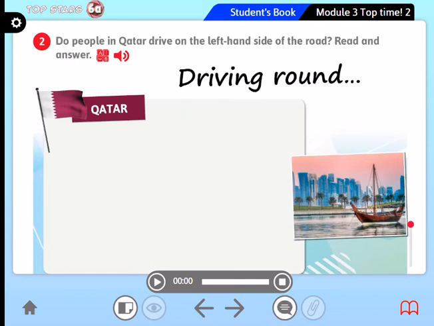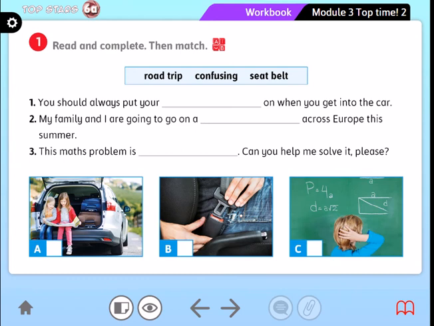Now, let's move to our workbook, activity 1, page 33. Read and complete, then match. First, we have to read the words in the blue box: road trip, confusing, seat belt.